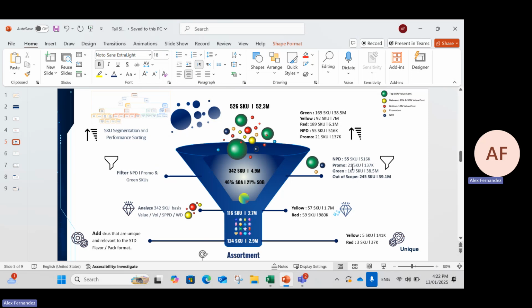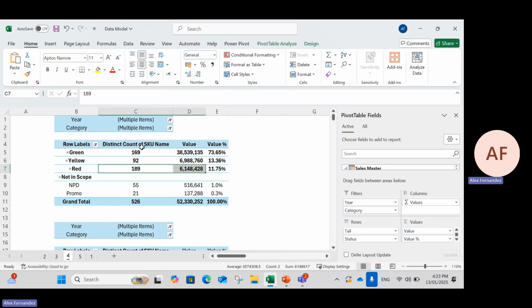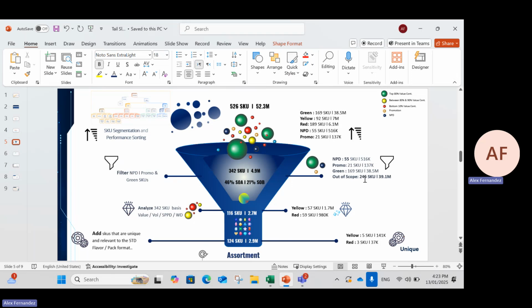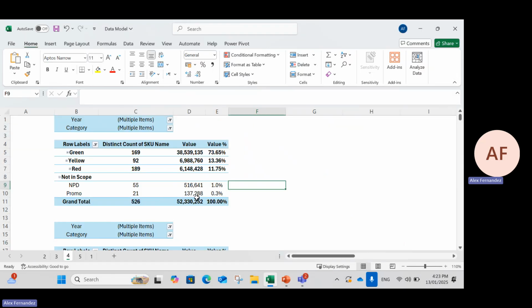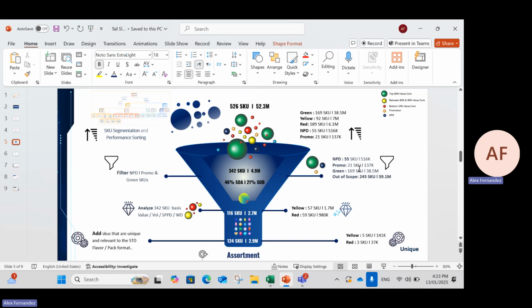So here is where we put the out of scope SKUs. So what are the out of scope SKUs? Out of scope SKUs are green, NPD, and promo. So total 245, 39.1 million, which is this one, plus 39.1 million. And then the green and NPDs and promos. And you only put here in scope SKU.